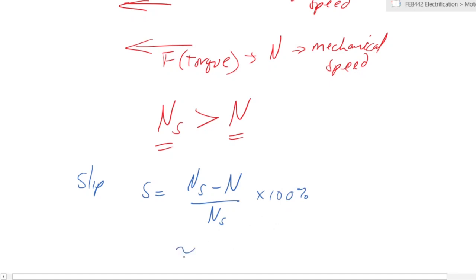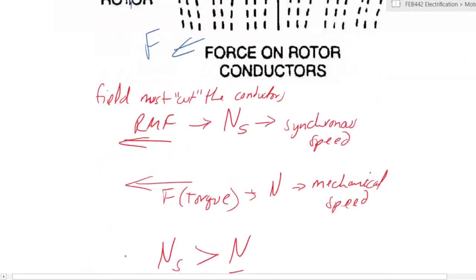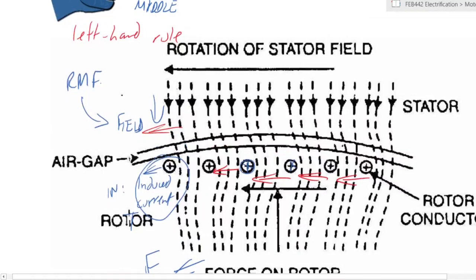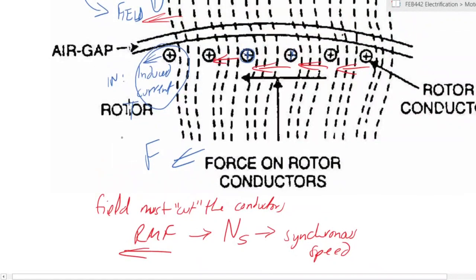And for induction motors, this depends, it will be 2 to 5 or 6%. Yes, for induction motors, it is the difference between the synchronous speed, the speed at which the rotating magnetic field is moving, and the mechanical speed at which the rotor moves.